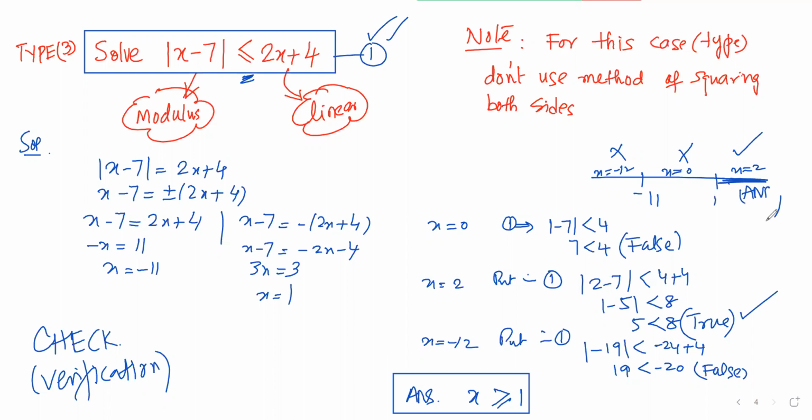This is how you can solve the inequality of type 3 when one side is modulus and the other is not. So don't square both sides. Otherwise, for such questions, you may get the wrong answer. So this is all about the inequalities. My next lecture will be on the graphs of the modulus function.